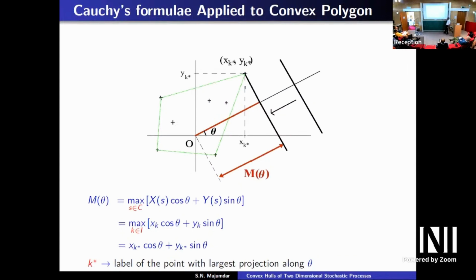So essentially, if you can keep track of the vertices of your walk, that's enough to tell you what M theta is. I don't have to actually draw the convex hull first and then calculate it for the convex hull. It's enough if I just keep track of the vertices of the underlying process. And in particular, there will be one point, x k star and y k star, for a given theta. That's where you stop. So M theta is x k star cosine theta plus y k star sine theta, where k star is the label of the point with the largest projection along theta. And this is the crucial thing. Once you get this, the rest is kind of straightforward.